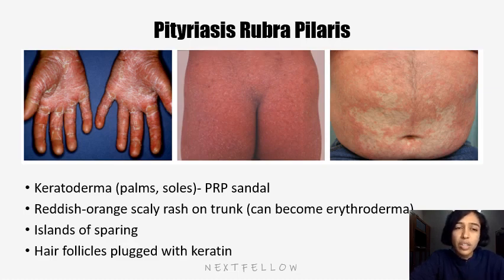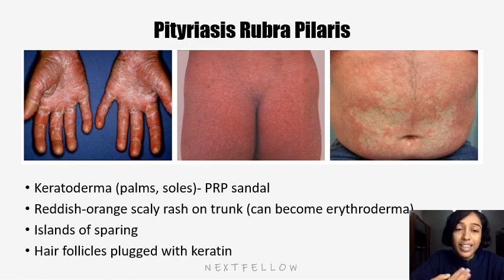This is usually a condition seen in childhood. The lesions are reddish or orange. You have to remember this orange color, okay, that's seen in PRP. And these are scaly rashes seen on the trunk, as you can see here in the second picture. And in the third picture, you can see islands of sparing of the skin. This is very classical in PRP.